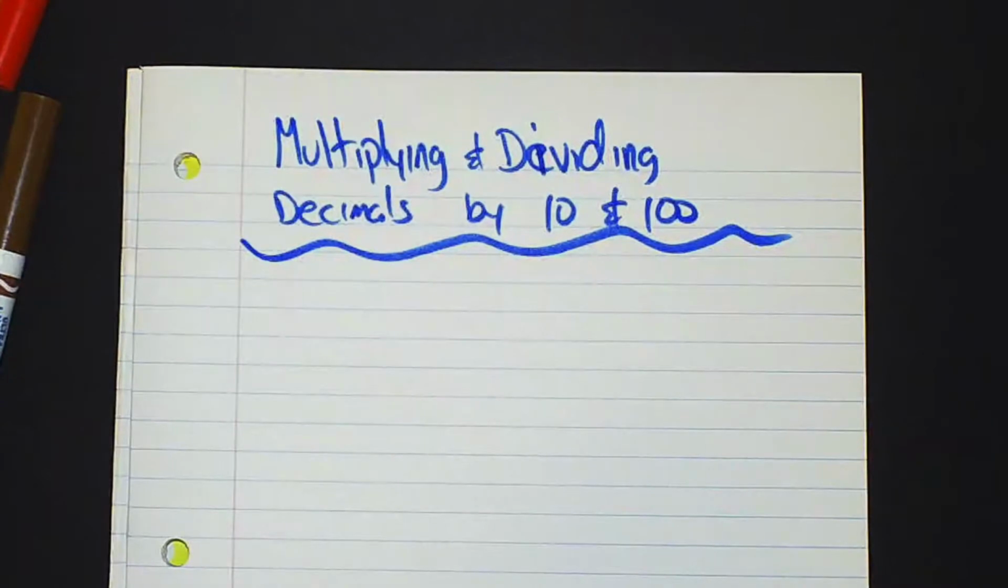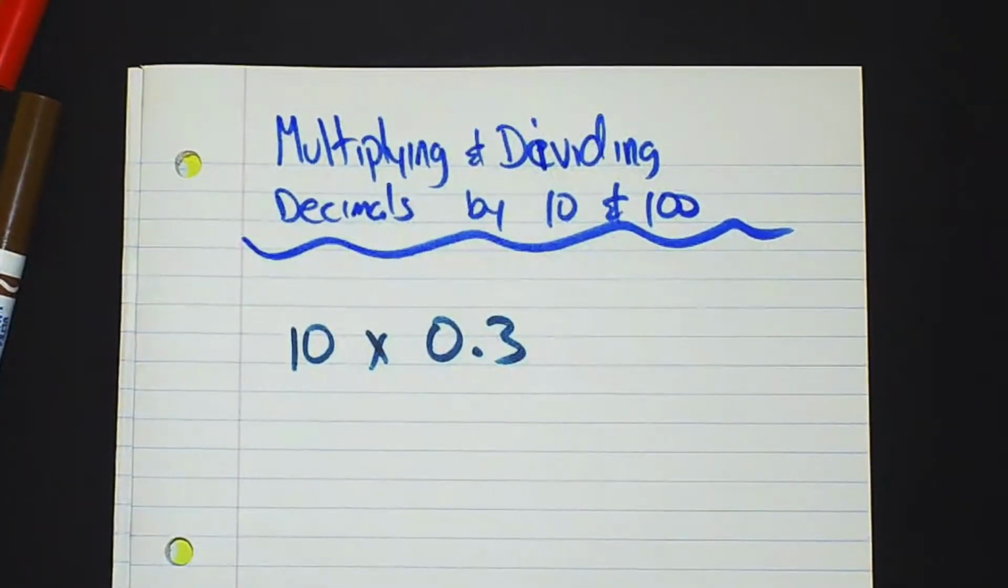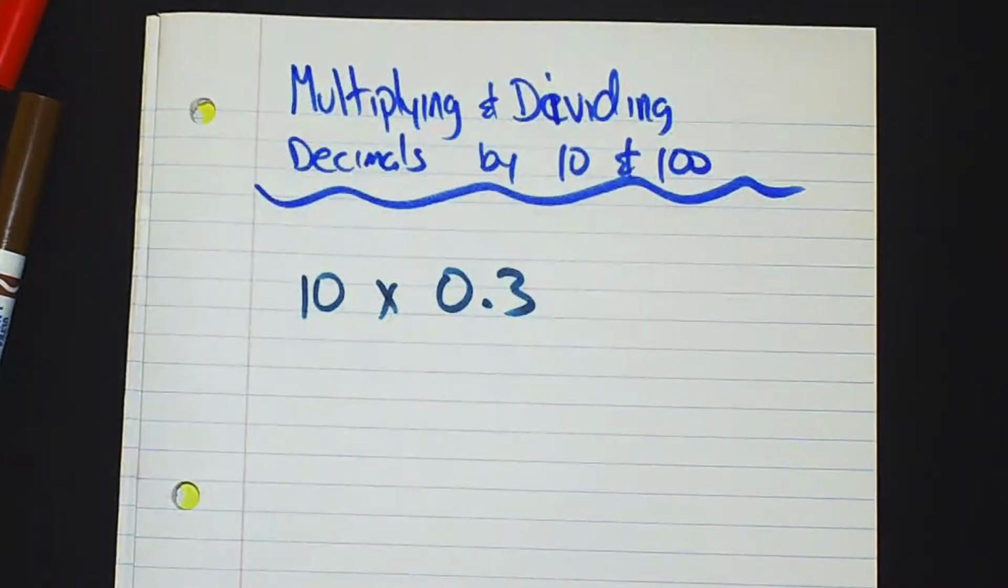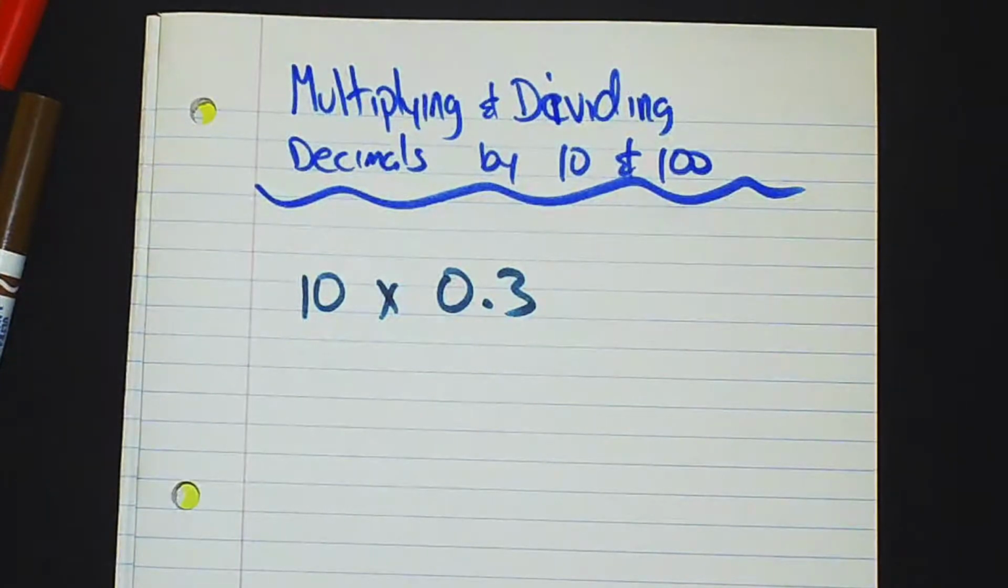So if I'm going to have a number like 10 multiplied by 0 decimal 3, okay? I know you can use a calculator. Believe me, I know this. I encourage you to not always use the calculator, but it's there to help you. There's a little trick that we do when we're multiplying decimals by 10 or by 100.